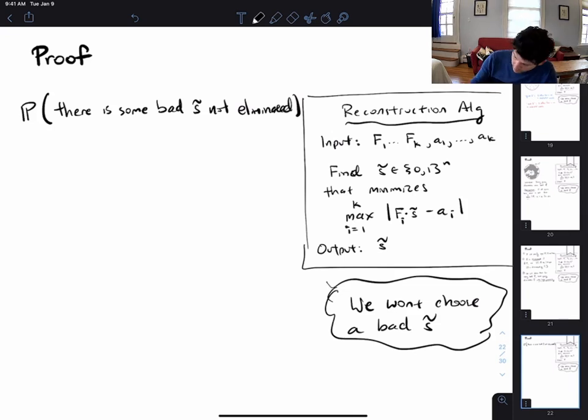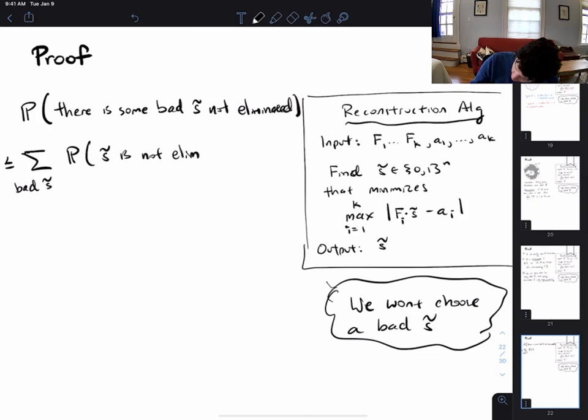Now, an important probability fact is that this is at most the sum over all of the bad S tilde of the probability that S tilde is not eliminated. If we can show that every specific bad S tilde is very, very unlikely not to be eliminated, we can sum up over all of the bad tildes. And notice, there are only 2 to the n tildes in total, so there can only be 2 to the n bad ones.